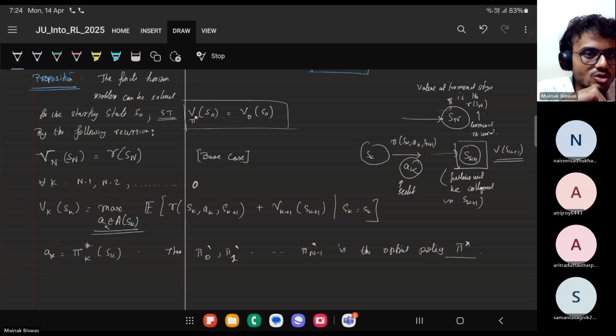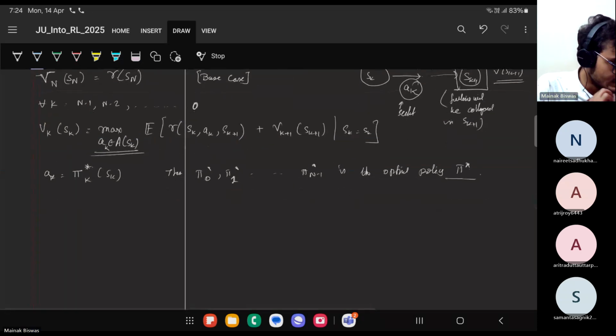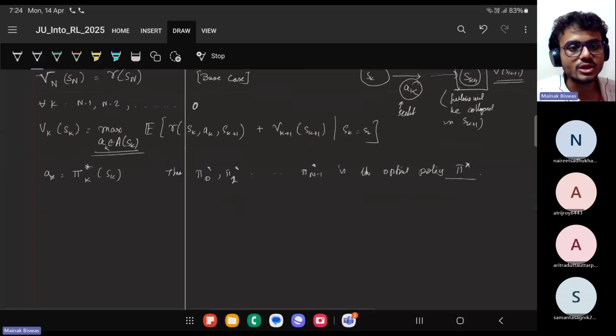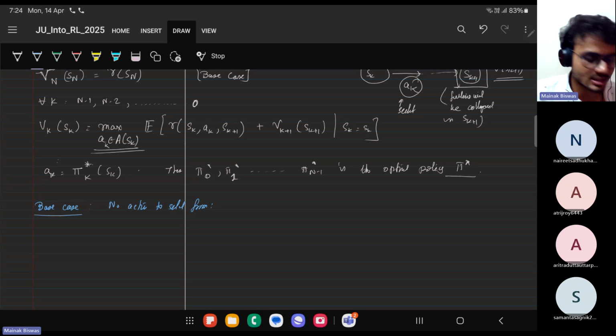Right? So you could try to do some homework where you try the dynamic programming, but we'll go to a concrete example, then you can write that. Now, how do we prove this is the question. The base case is simple to prove. Base case: no action to select from. Yes or no? Do I have an action to select from at the base case?